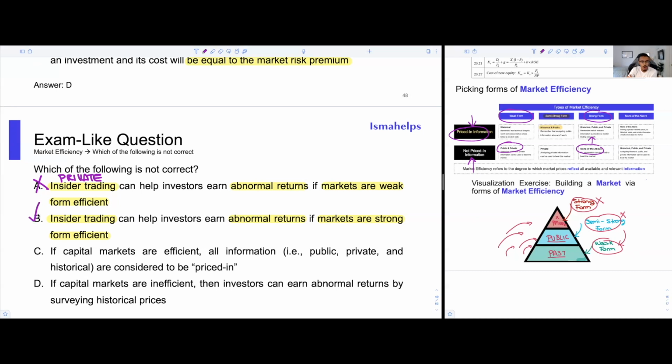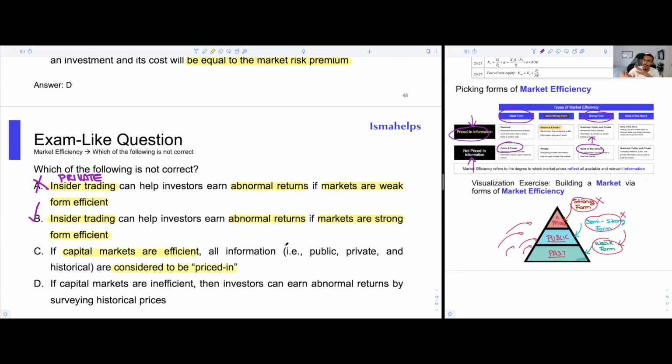So already we have our answer, but we could continue forward just to make sure that you have the frameworks needed to solve such a question. Maybe one portion of it will be in a different multiple choice, right? So let's go with C. If capital markets are efficient, all information, public, private, and historical, is considered to be priced in. I mean, that's the gospel again. This is what I like to hear.